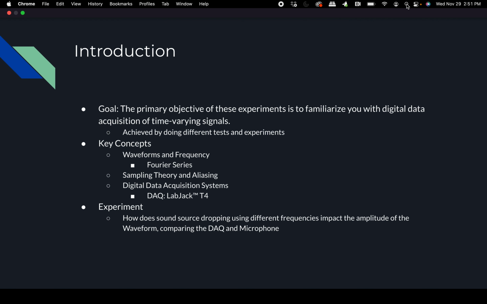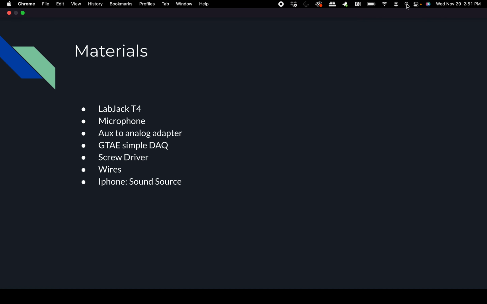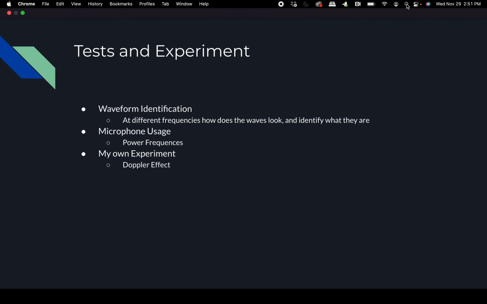Like I said, the LabJack T4, and my personal experiment, which was basically how does a sound source dropping using different frequencies impact the amplitude of the waveform, comparing the DAC and the microphone. Materials: LabJack T4, microphone, aux to analog adapter because I'm using a MacBook, GCA AE simple DAC, screwdriver to install the wires to the DAC, and my iPhone as a sound source.